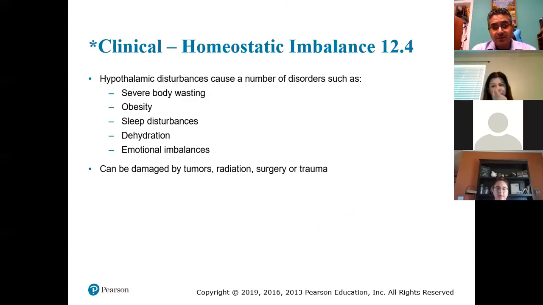So, severe body wasting, obesity, sleep disturbance, dehydration, emotional imbalances. So these are just a few. Again, tumors, radiation surgery, trauma, all these things can have a serious effect in terms of hypothalamus disturbances.